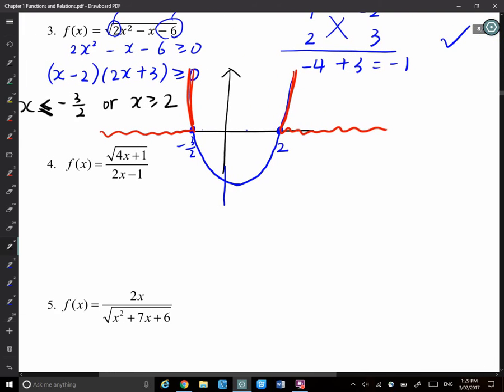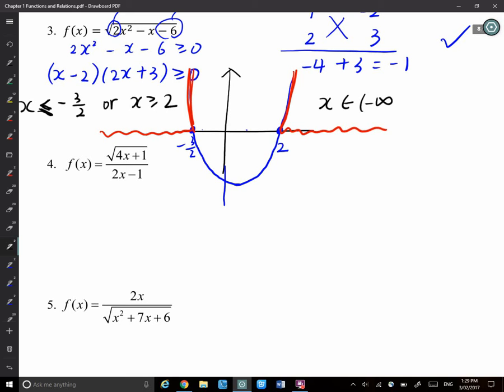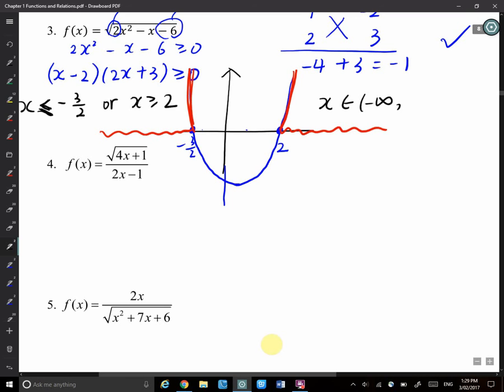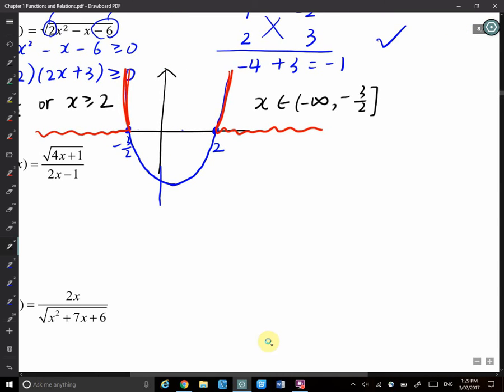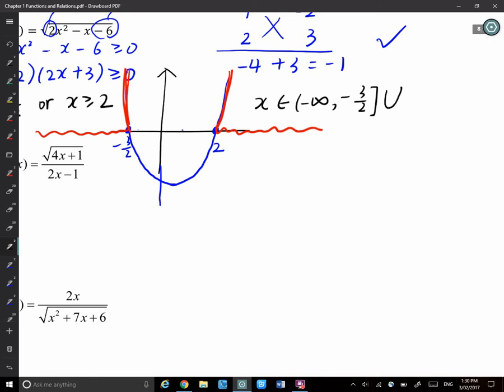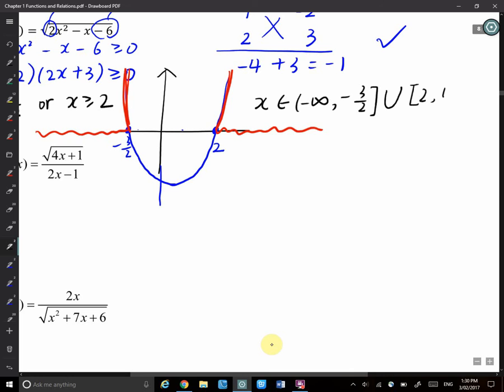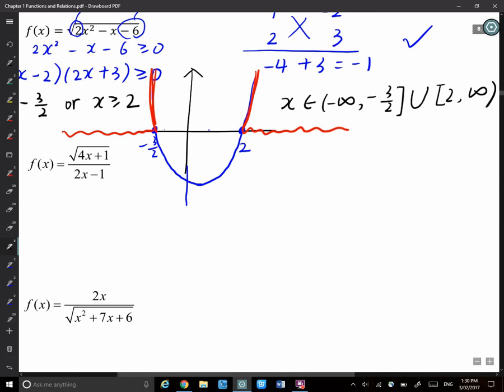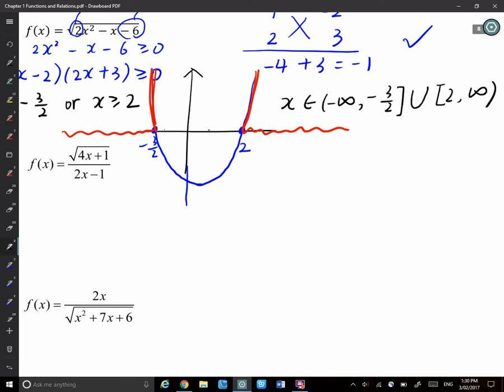I will write it in set notation. I will say x belongs to negative infinity. Make sure you know how to write infinity, okay? Do not write 8, write infinity, to negative 3 over 2 included. Union means and, okay? Do not write comma. Comma doesn't mean union. Write union and 2 to infinity. Okay, that's the correct set notation. We need to write it in that way.